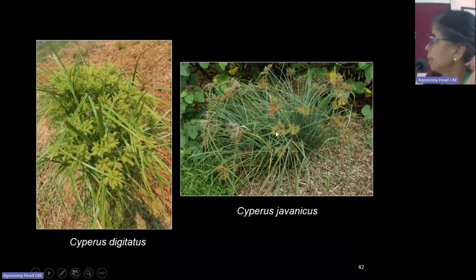This is Cyperus javanicus. It's not a rice weed. It is an indicator of saline water intrusion. Javanicus is usually seen in areas where saline water intrudes at high tide time. Actually, some 40 or 50 years before, this area was under rice, later converted into coconut. And now there are trenches in between.